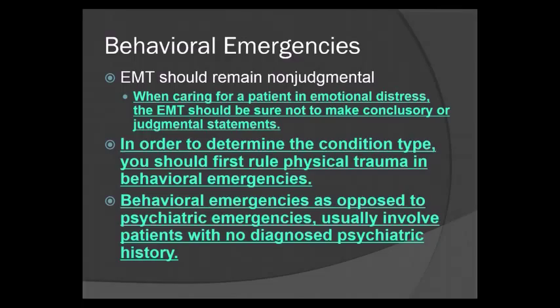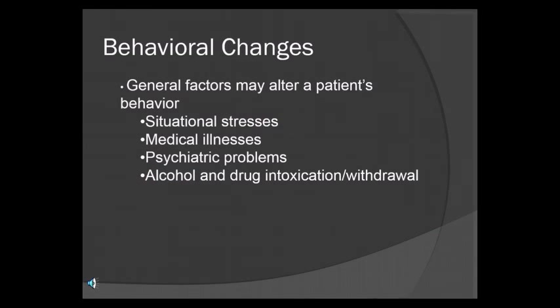In order to determine the condition type, you should first rule out physical trauma in behavioral emergencies, simply because so many things can present as a behavioral emergency, but you need to do a detailed history and physical to make sure that there are no other underlying factors. Behavioral emergencies, as opposed to psychiatric emergencies, usually involve patients with no diagnosed psychiatric history. Now, this isn't saying that they don't have a psychiatric issue going on, they just haven't been diagnosed with anything yet, if it is in fact a true behavioral emergency.